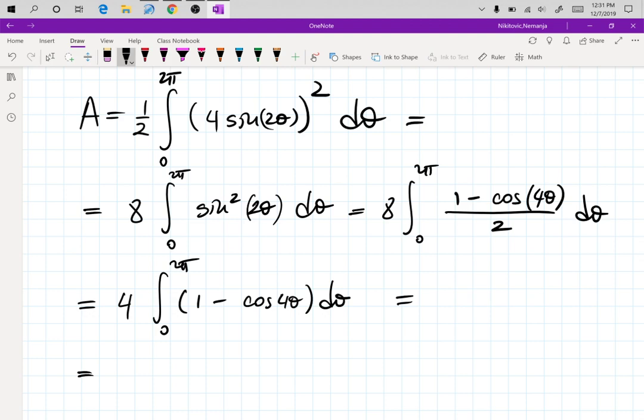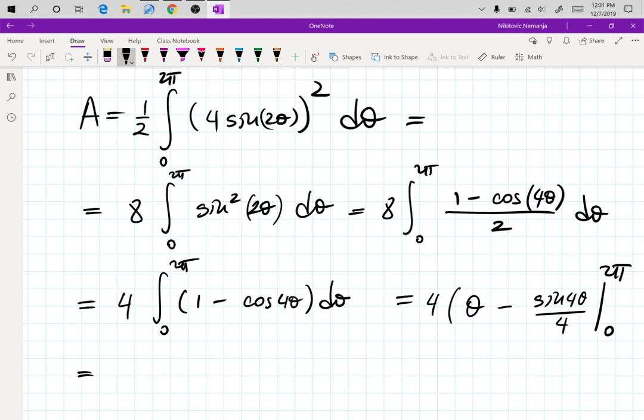What do we have? 4, and the integral here is theta minus sine 4 theta over 4, very good, from 0 to 2 pi.